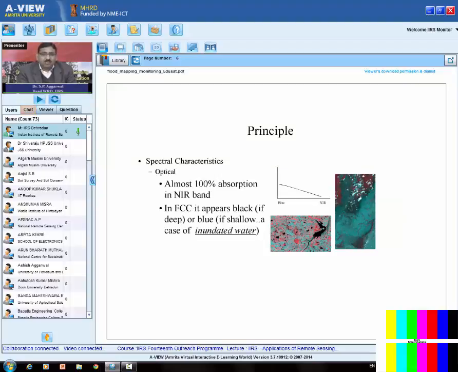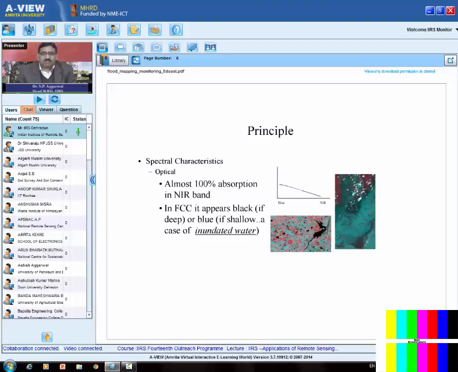So, black color means water. Wherever you will find this black color in any FCC, we say it is water. Now, how to say what is this? For example, if you see this imagery, what is this? Water, black color, yes, it is the water. Can you see some small dots of the water? Black color, it is water.